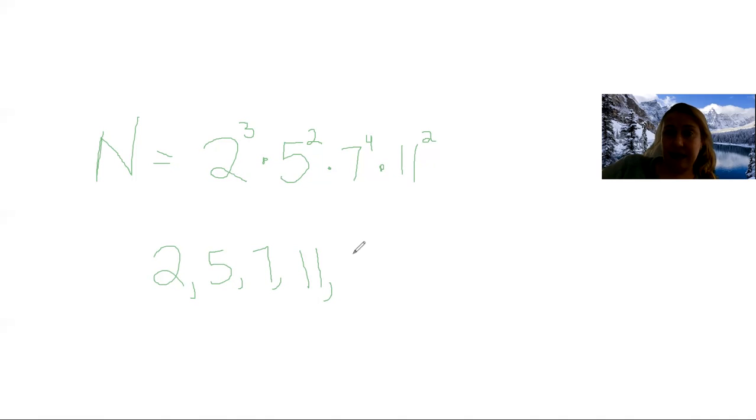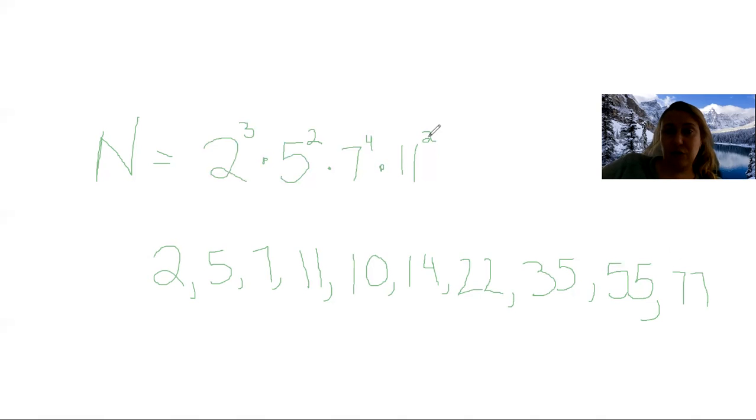2 times 5, that's 10. So this number would be divisible by 10. I could put 2 and 7 together. It would be divisible by 14, by 22. Then I could combine the 5 with any of these other things. So like 5 and 7 would combine. So this number n is divisible by 35, by 55. And then I could put the 7 with the 11. This number n would be divisible by 77.